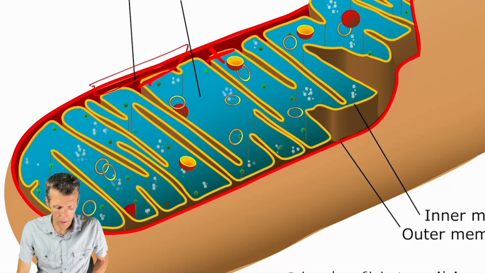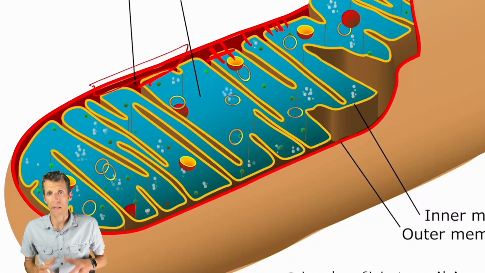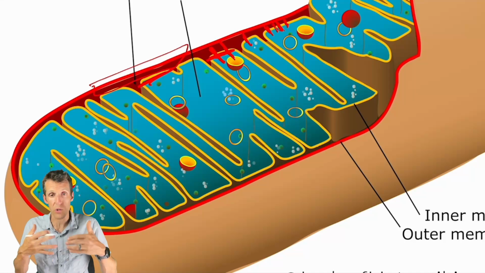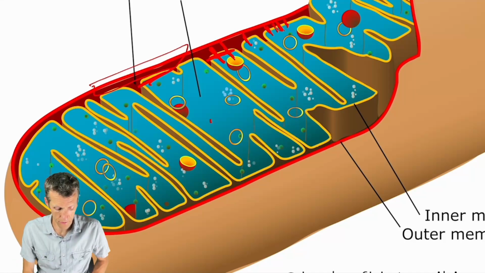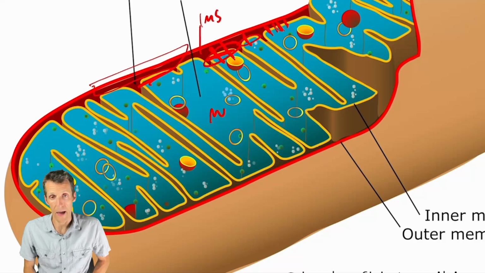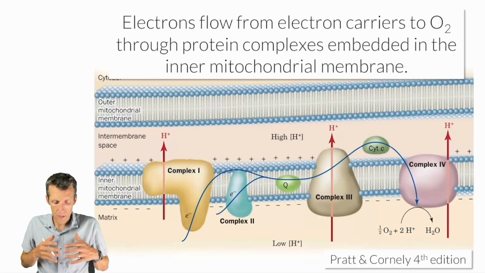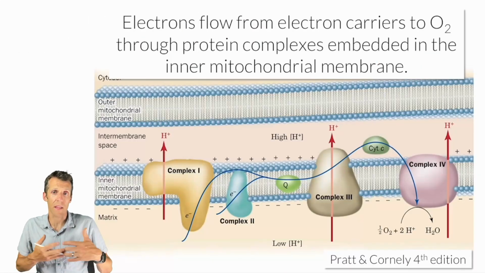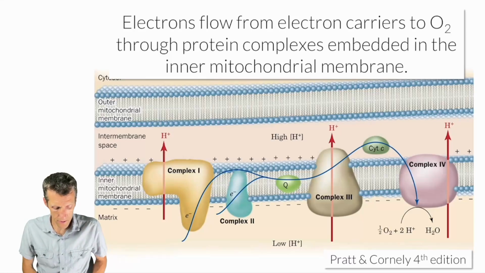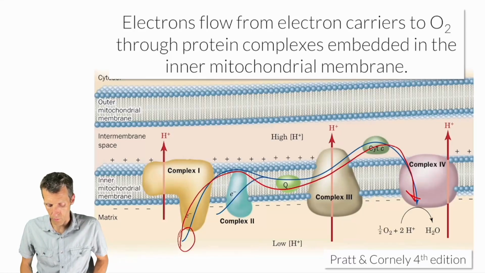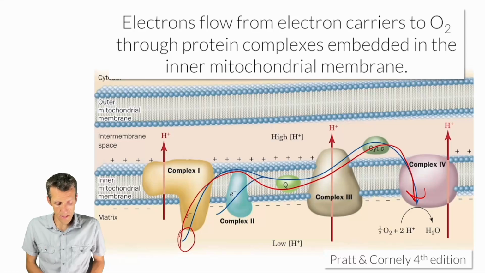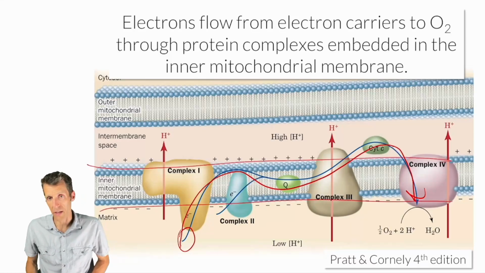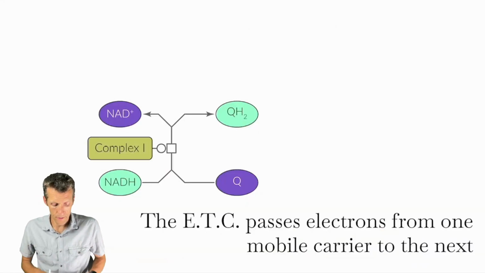And the electron transport chain is happening on this bilayer, on the inner membrane between the matrix and the intermembrane space. So the matrix is here, the IMS is here, and the electron transport chain is happening in that region there. What happens in the electron transport chain is electrons flow from electron carriers to molecular oxygen by going through a variety of complexes. And this is all happening embedded within that inner mitochondrial membrane.